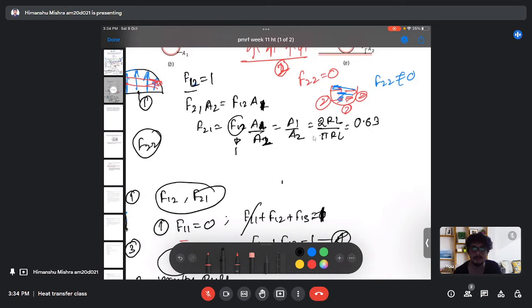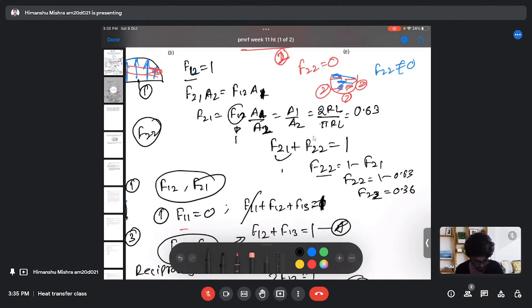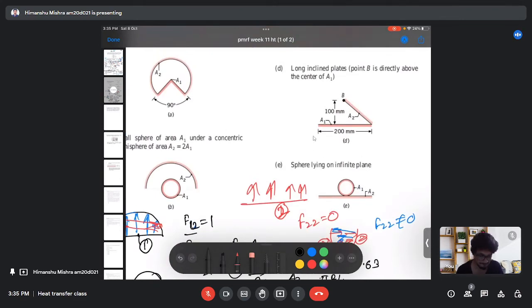So we can use the summation rule for this. We already know F21, so we can find F22: 1 minus 0.63. So let's move to problem D here.